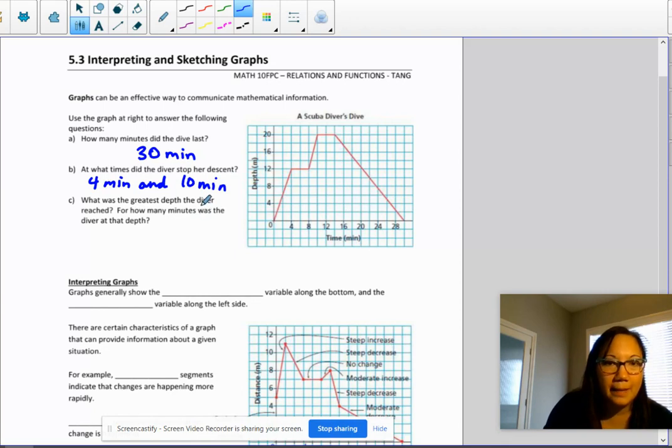What was the greatest depth the diver reached? The furthest away they went from the surface was 20 meters. And how long were they at that depth for? Well, they stayed at 20 meters for 2 squares worth of time, which is 4 minutes.